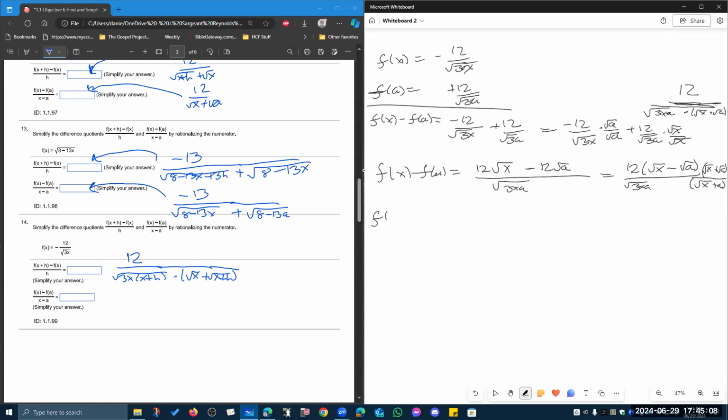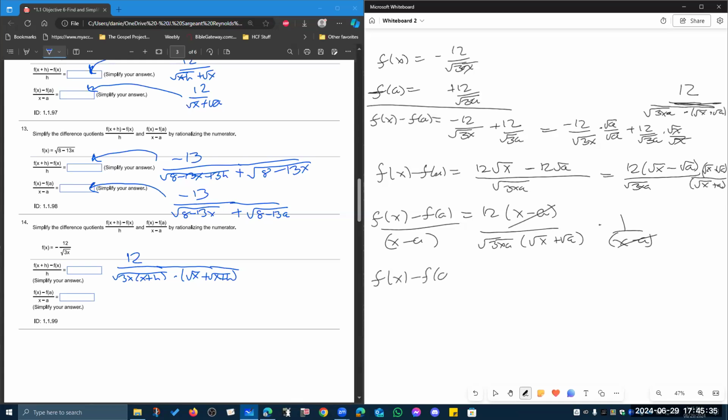So f of x minus f of a is going to be 12 times x minus a over root 3xa times root x plus root a, divided by x minus a, times 1 over x minus a. So f of x minus f of a over x minus a is going to be 12 over root 3xa times root x plus root a, just like we expected.